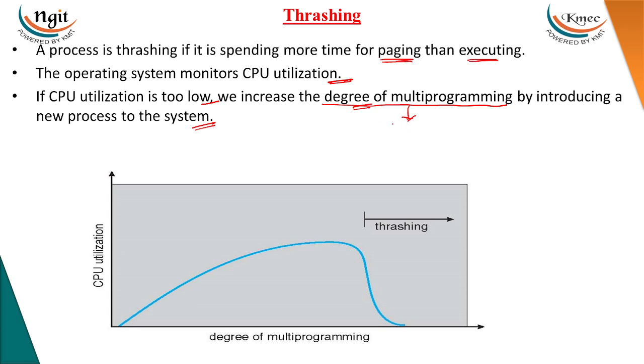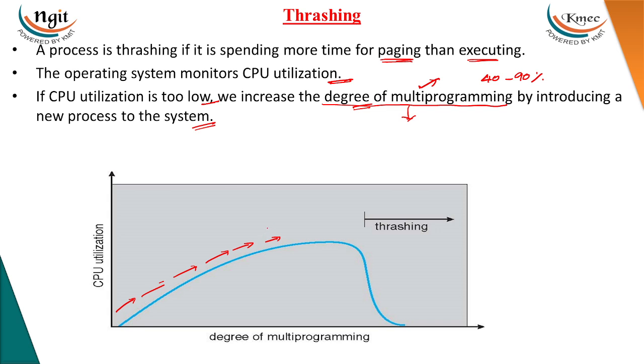Okay, so if the CPU utilization is low, we have already seen what the ideal CPU utilization rate is: 40 to 90%. The CPU utilization will be low because initially there are fewer processes executing in the system. So in order to increase the degree of multiprogramming, it will add one more process to the system. If we keep on adding processes, our degree of multiprogramming will be increased.